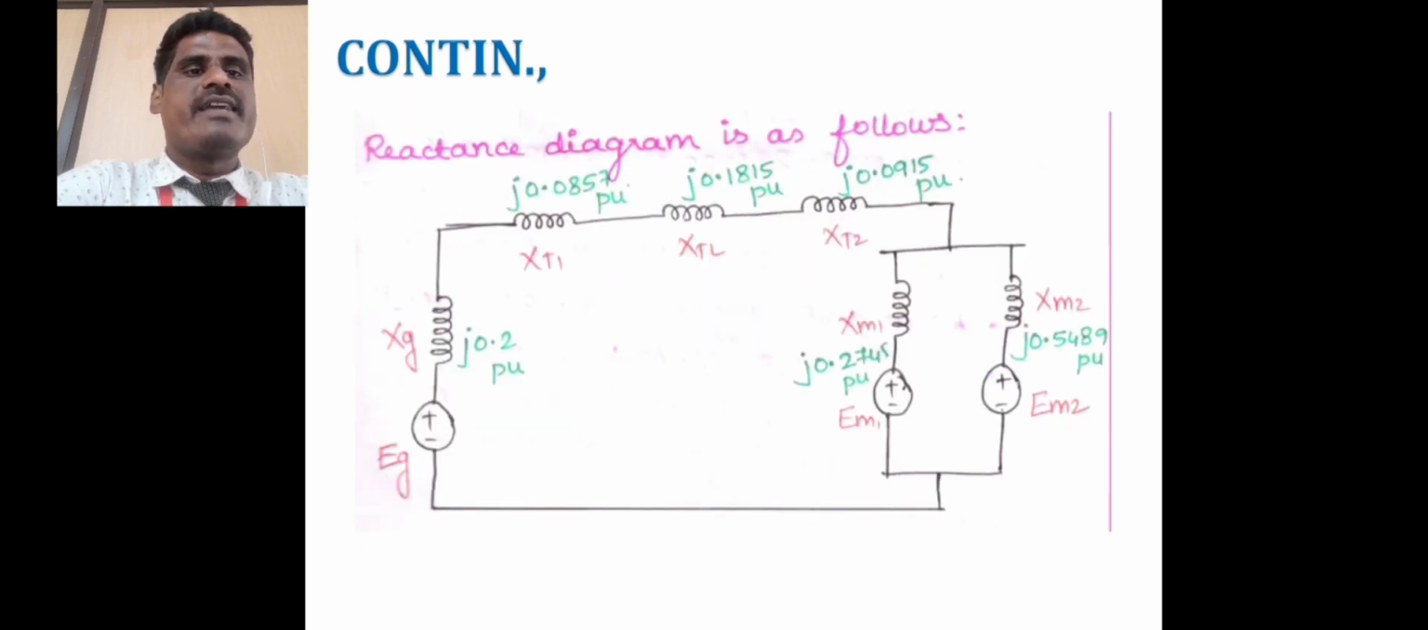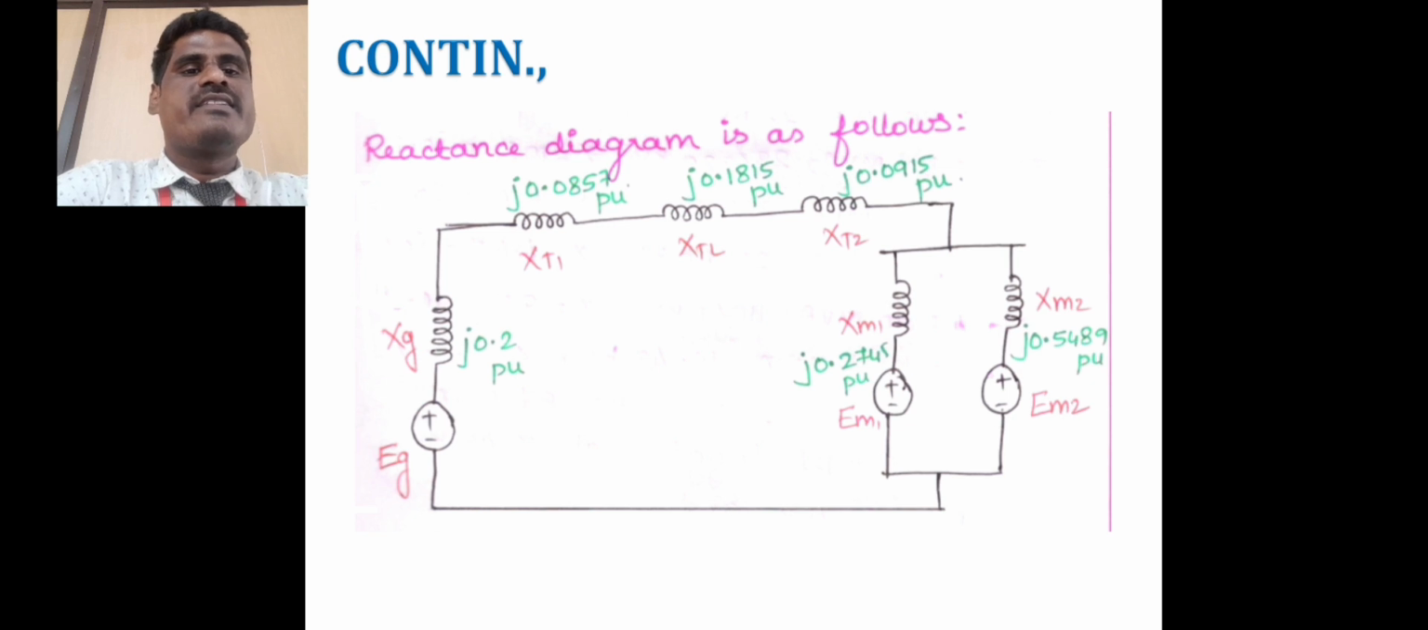So, this is the reactance diagram. After all the values are calculated, directly we can draw the reactance diagram. So, EG is nothing but generator, XT1 is the reactance of transformer 1, XT2 is the reactance of transformer 2, XTL is the reactance of transmission line and EM1 and EM2 are motor 1 and motor 2. Based on the given sample power system network, we can draw the reactance diagram.